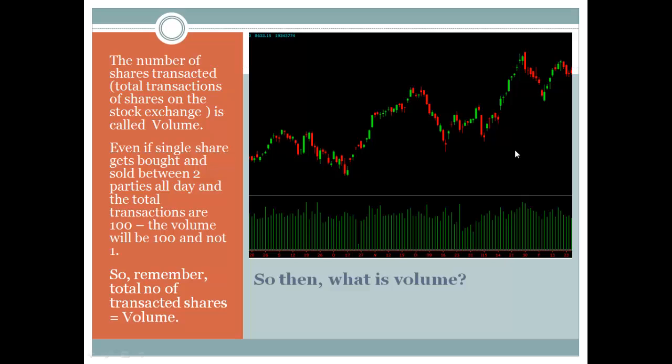So then what is volume? The number of shares transacted, that is the total transactions of shares on the stock exchange, is called volume. Let me give you an example. Let's say there are only two parties in the stock market today, and party A is selling one stock to party B, and in turn party B is selling one stock to party A, and they keep on doing this the whole day, and they do it 100 times. So the volume is then 100, not 1. The number of transacted shares for that particular day is called the volume for that day. So remember, total number of transacted shares is equal to volume.